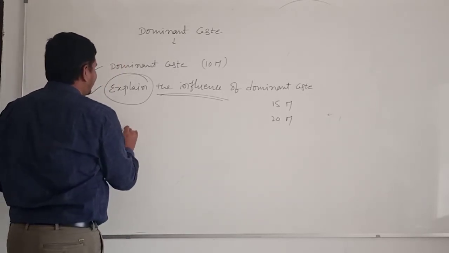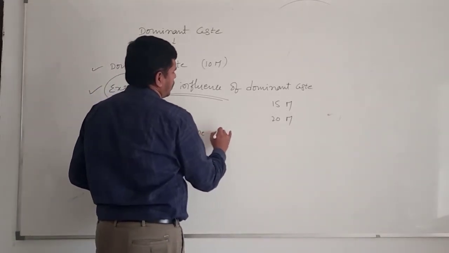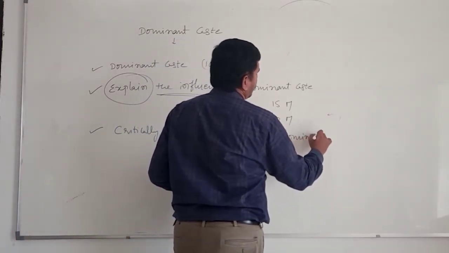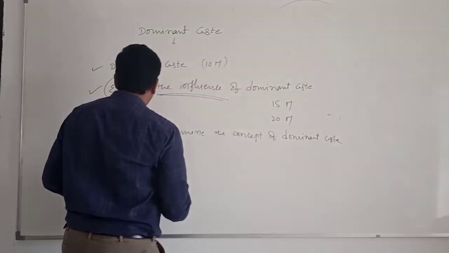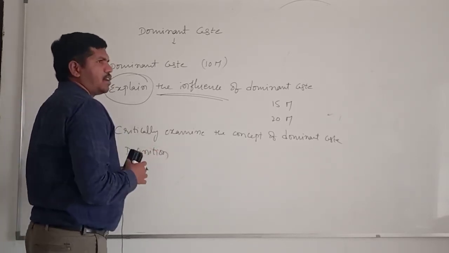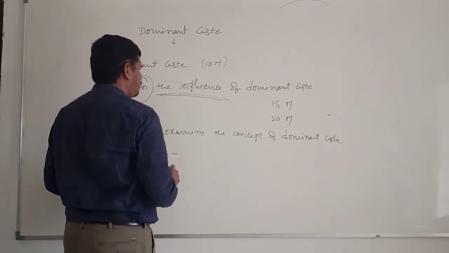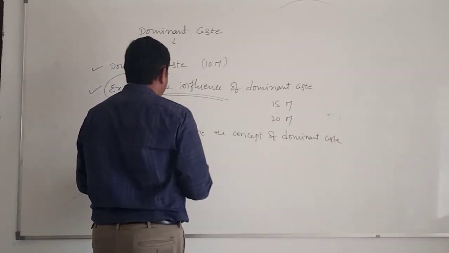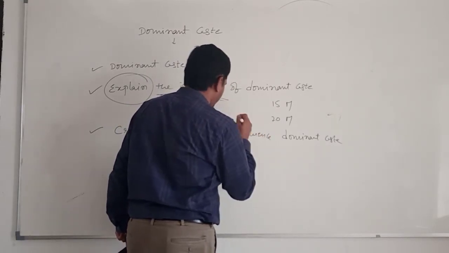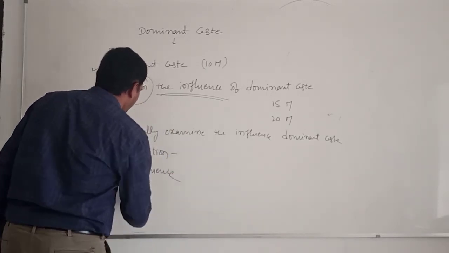Sometimes questions can be asked like this: critically examine the concept of dominant caste. Then start with introduction. That introduction must be the definition. Why? Because there is criticism against the criteria especially. That's why you have to write the definition. After that, critically examine not the concept but the influence. Critically examine the influence of dominant caste. Then you have to write influence. Then you have to write criticism.